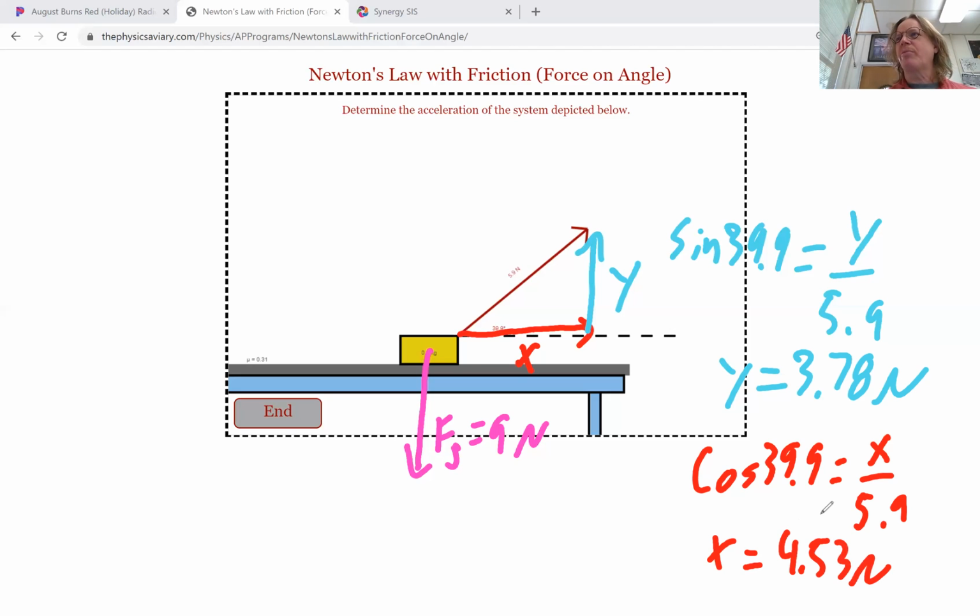Because of that, I'm going to go back and change my pink number, if you don't mind. I'm going to actually do 0.9 times 9.81. I want to see if I can get things spot on. So instead of 9 Newtons, this is really a force of 8.83 Newtons.